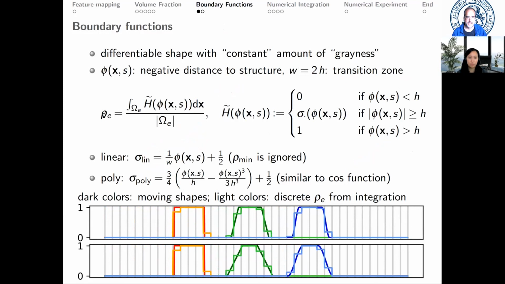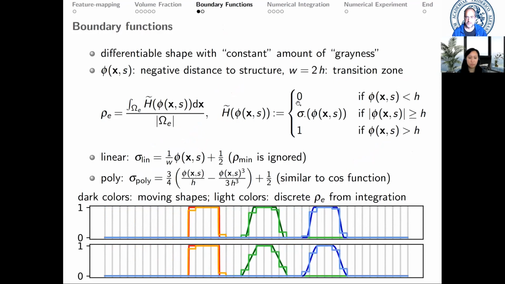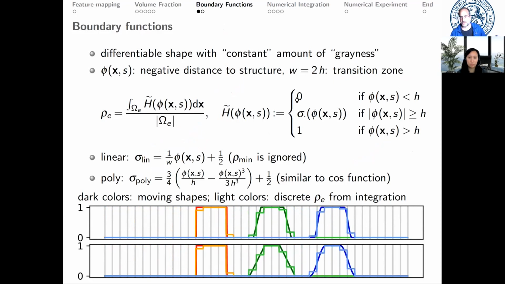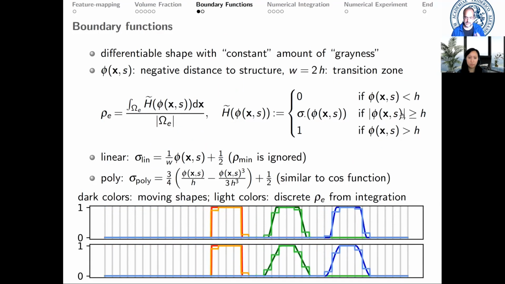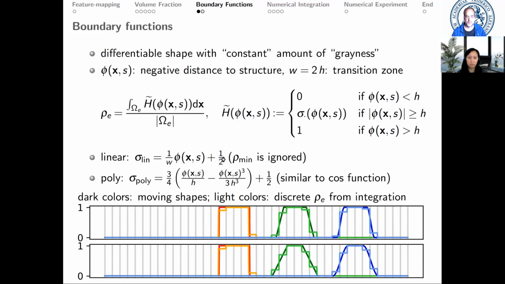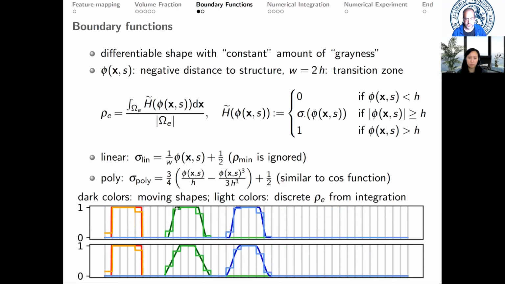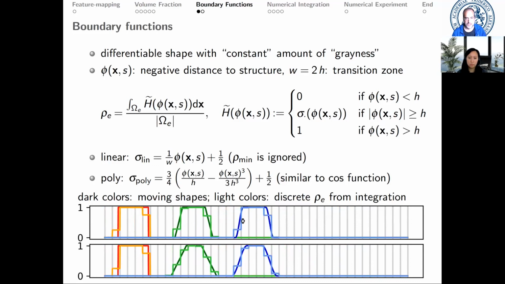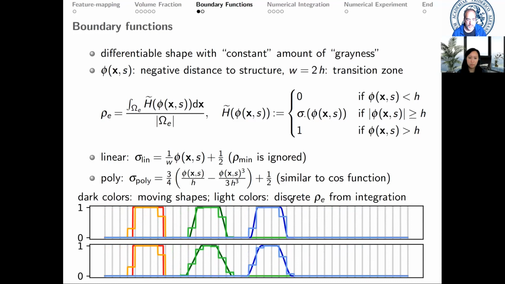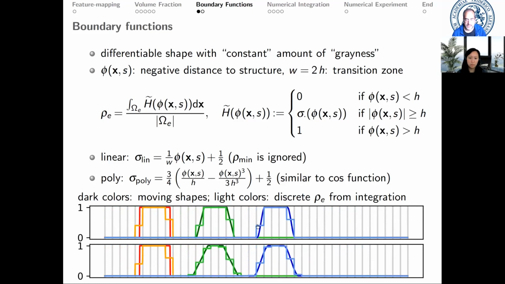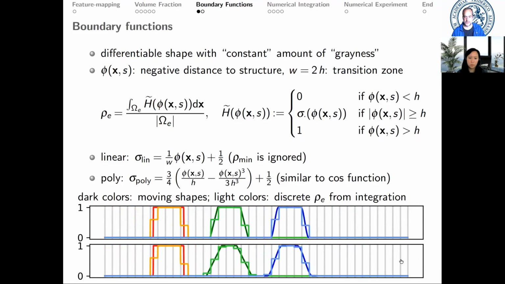And the pseudo density is now the integral of our boundary function. And the boundary function is 0 far away outside the structure, 1 far away inside the structure, and it's the boundary of the structure. At the transition zone, we have our function, which is here in dark green, a linear function, a piecewise linear boundary function, and a polynomial function in blue, which is very close to a cosine function. And in light colors, we see the integrals at the elements. The upper graph is transition zone 1 and the lower is transition zone 2.